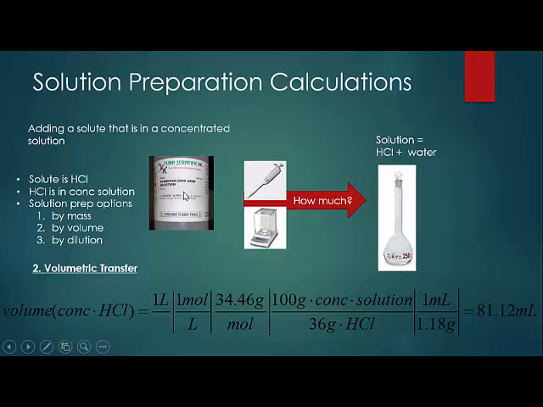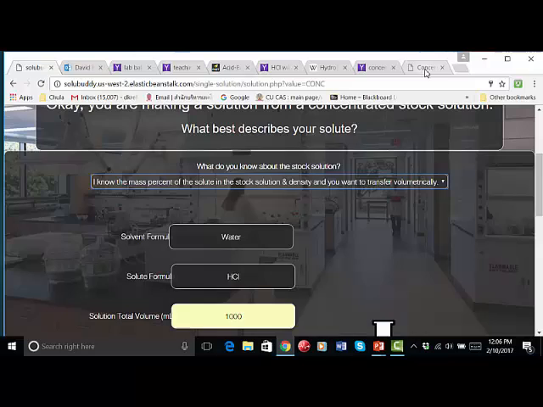So the mass of the solution that needs to be added, we've got by multiplying these first four things. So for this HCl, I'm going to show you where I got that. The density is that every 1 mL of the solution weighs 1.18 grams. I'll show you where I got that.